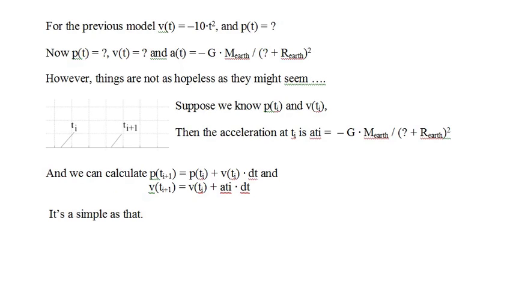Then we can estimate the values of the state variables at time ti plus 1 using these computational equations. Position at time ti plus 1 equals the position at time ti plus the velocity at time ti times dt, and the velocity at time ti plus 1 equals the velocity at time ti plus the acceleration at time ti times dt. It's as simple as that. So let's write a program.